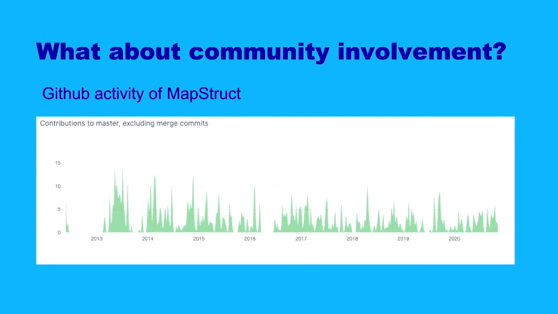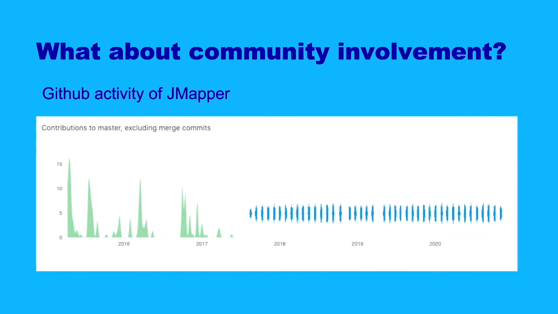So next, let's have a look at the community involvement. If we look at the GitHub activity of MapStruct, we'll see that the project started somewhere in 2013. We have a steady line of commits from that point on till today. If, however, we look at JMapper, we see that the project started somewhere in 2015, and after 2017, we see a weird blue line. So in case you wonder what that weird blue line is, well, that's actually the sound the cricket makes, because nothing happened there. So this project is nearly dead. So yes, we have a winner. MapStruct it is.